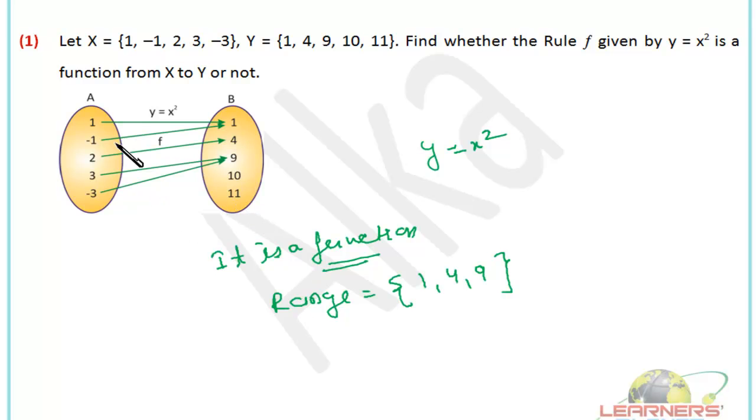So domain is 1, -1, 2, 3 and -3. Codomain is 1, 4, 9, 10 and 11 and range is 1, 4, 9, and this is a function. So I hope now you are clear with the definition of function. I take a few more examples.